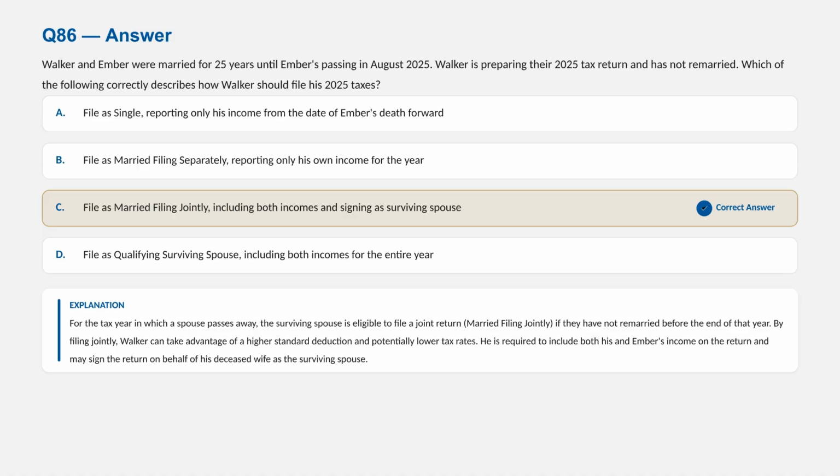By filing jointly, Walker can take advantage of a higher standard deduction and potentially lower tax rates. He is required to include both his and Eleanor's income on the return and may sign the return on behalf of his deceased wife as the surviving spouse.